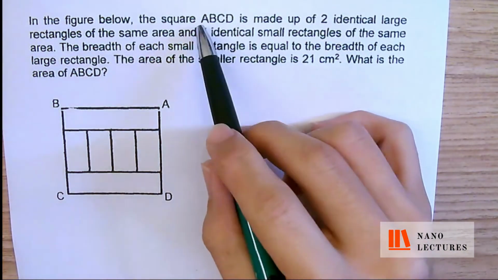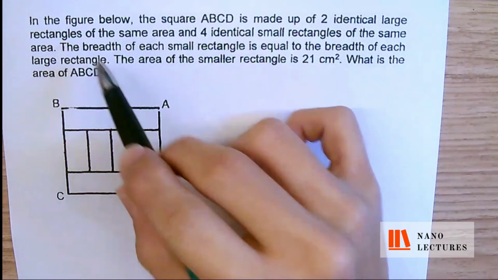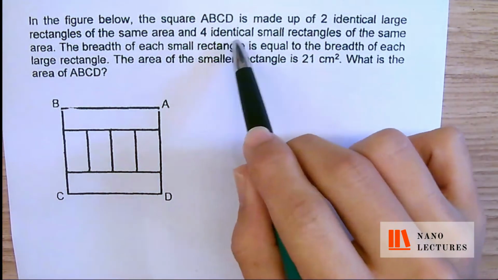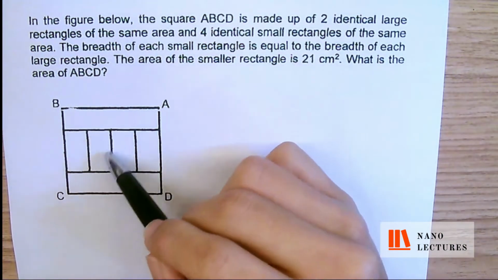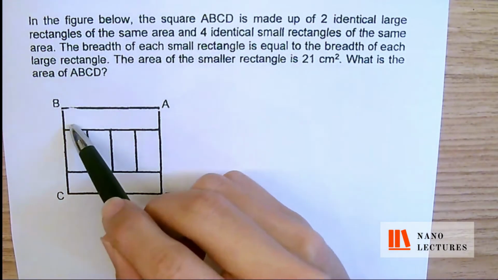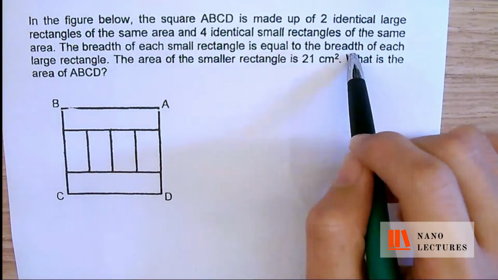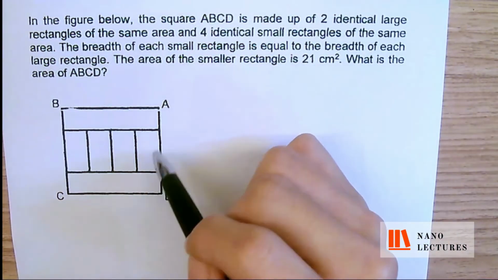In the figure below, the square ABCD is made up of two identical large rectangles, which is this and this, and four identical small rectangles, which is this, this, this, and this. Now they mentioned that the breadth of each small rectangle is equal to the breadth of the large rectangle.